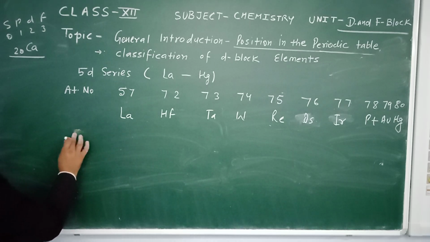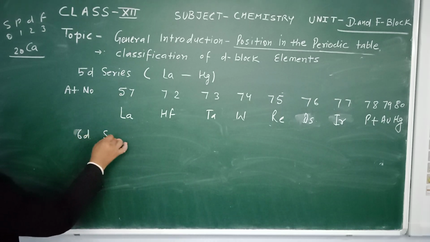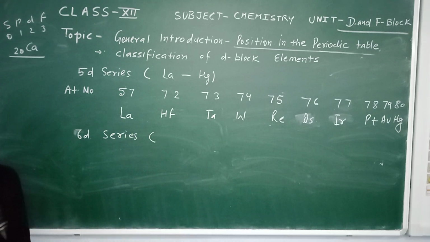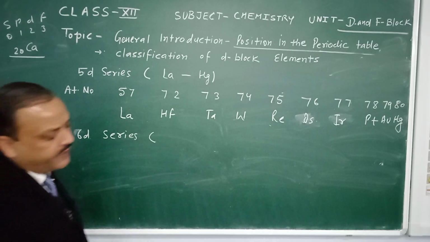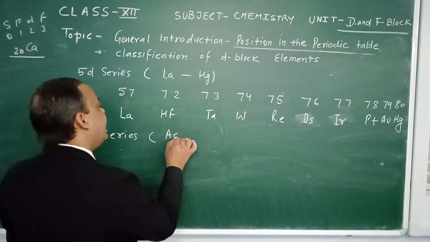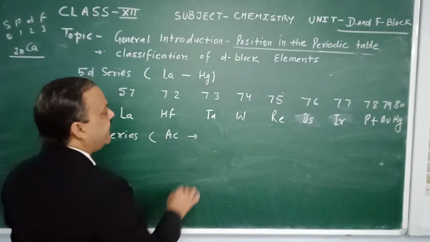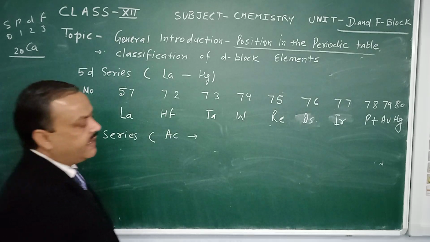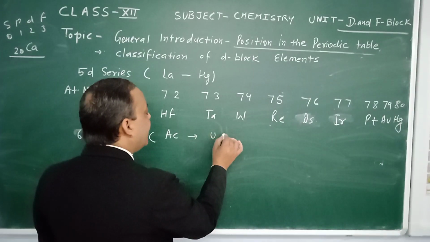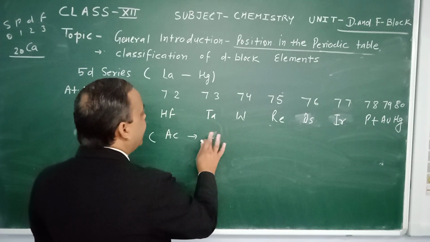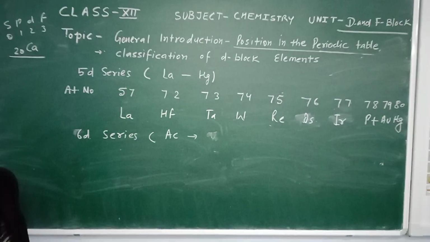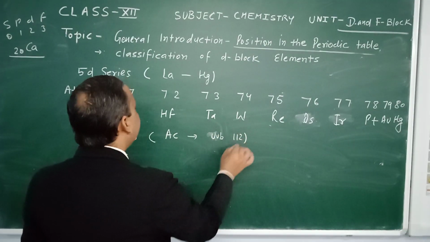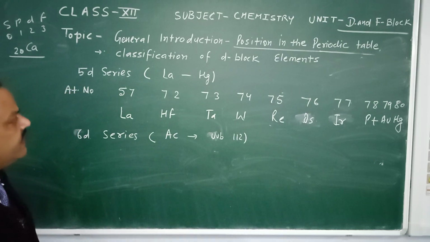In this 6d series of elements, the starting element is actinium, 89, and the last one is atomic number 112. Atomic number 112 is the last element, it is Uub. 112 is the last element in this 6d series.